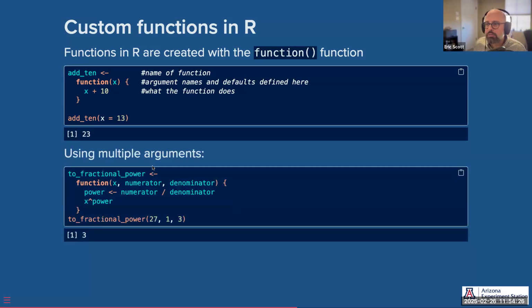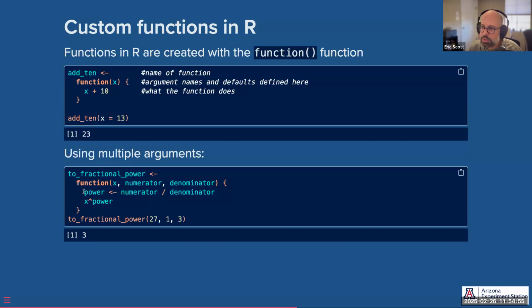You can also create functions with multiple arguments, of course. So here's another weird one that you'd probably never create. I called it two_fractional_power. It takes x, a numerator and a denominator, and you can kind of see what it does. So if we do two_fractional_power of 27, 1, and 3, it's going to do x to the power of 1/3, like the cube root of x, right? The cube root of 27.